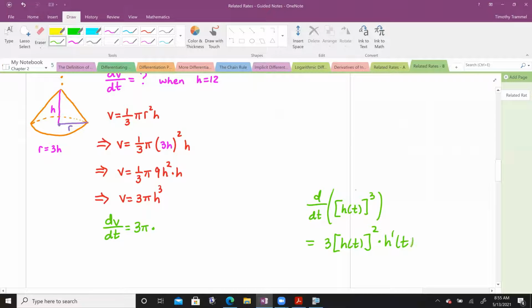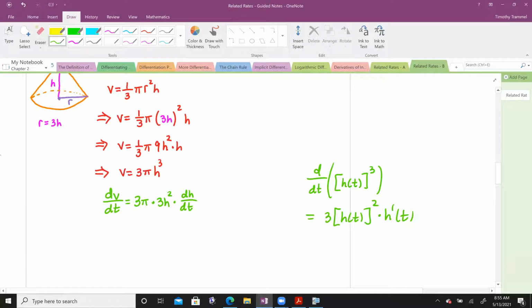And how do I know the height is a function of time? Because it changes with time. As time progresses, the height is changing. And so all this is going to look like over here is 3h squared dh/dt, or h prime of t. Again, those are technically both the same thing.